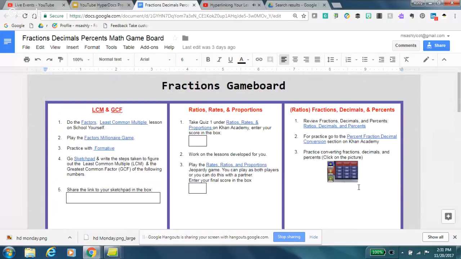This is another opportunity, though, for differentiation. So if some students think they understand least common multiple and greatest common factor in fractions just fine, they don't have to do it. They can move on to ratios, rates, and proportions, or ratios, fractions, decimals, and percents. They can do what they want to.